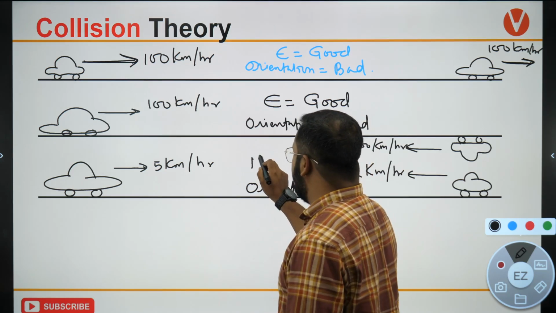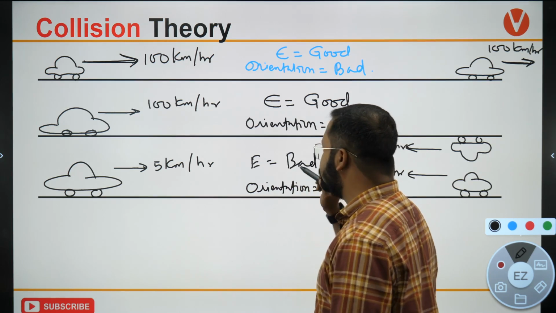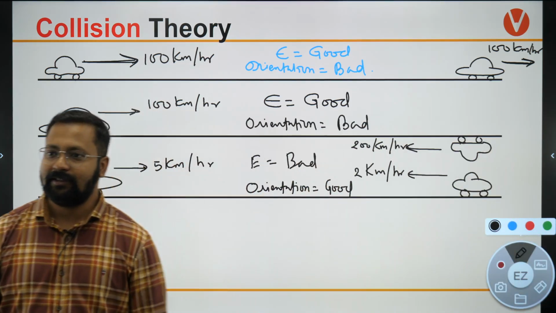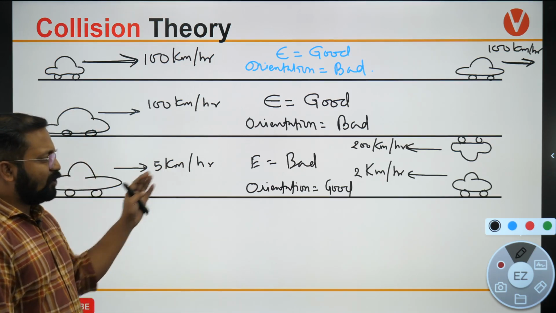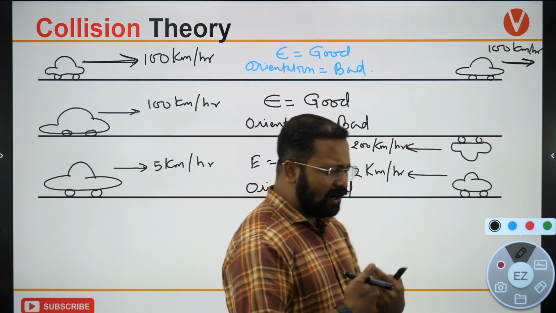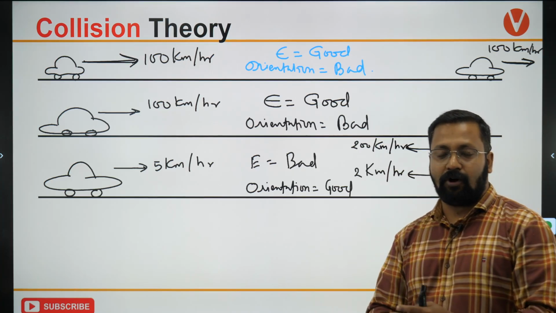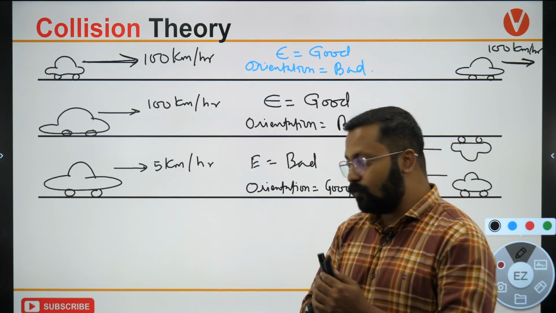But what about the energy? Energy is bad. Clear? So 5 kilometer per hour, 2 kilometer per hour, they will collide with very low energy and not perform any fruitful collision. Yes, Shreyash, they would not perform any fruitful collision.